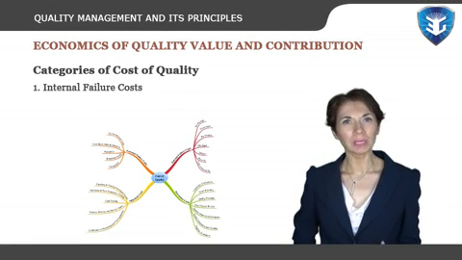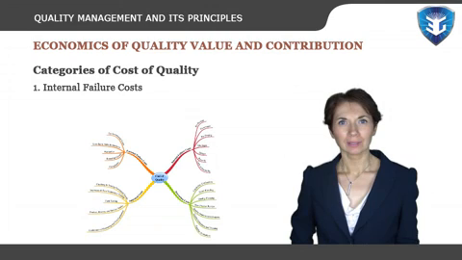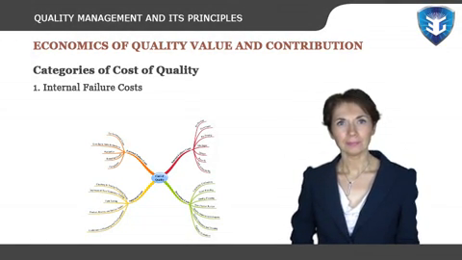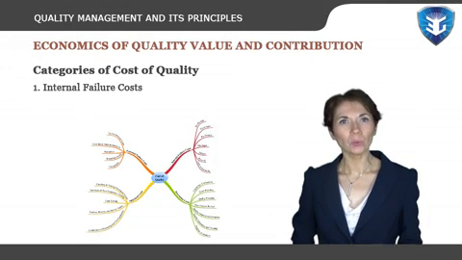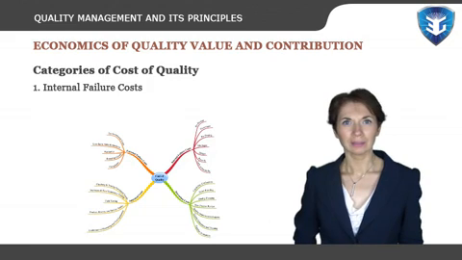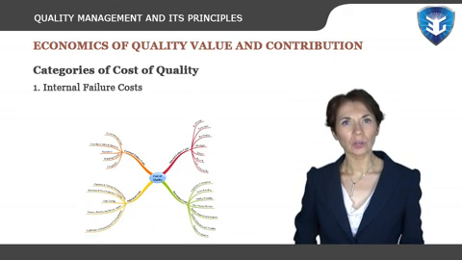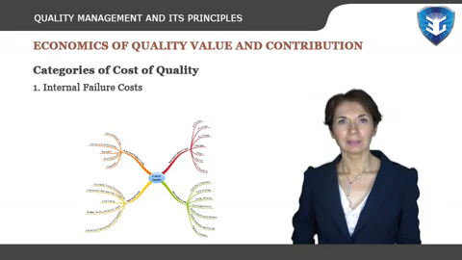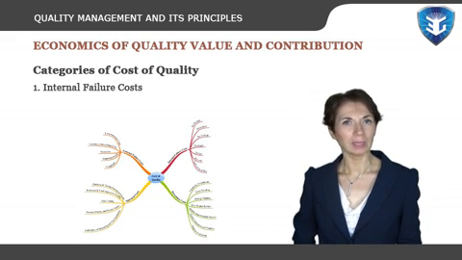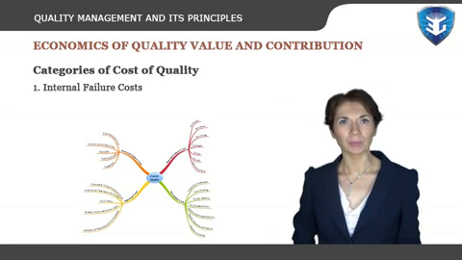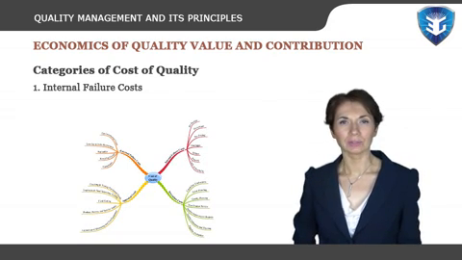After the lecture, we will be able to learn the following objectives. Explain how to implement a total quality management system. Understand the economics of quality, value, and contribution. Describe the attitude of top management. Describe the difference between traditional and total quality management. Explain the principles of total quality management. Define historical review of quality management. Understand the contributions of quality gurus.